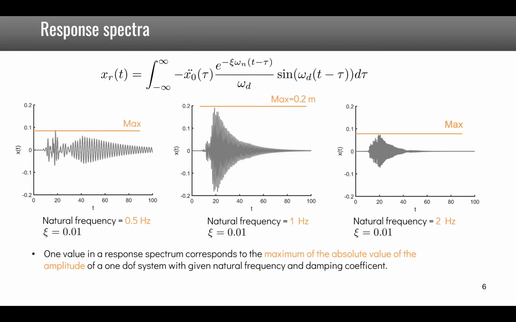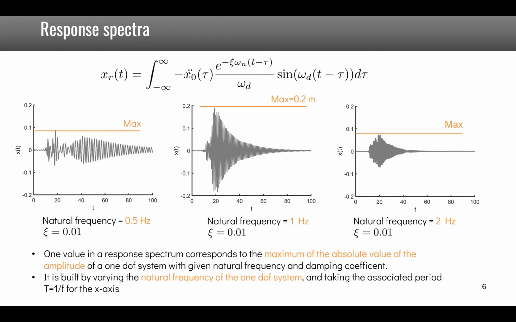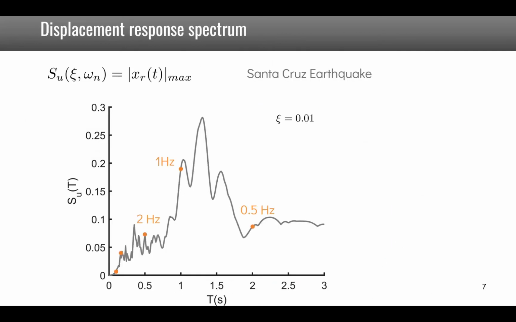So one value in a response spectrum corresponds to this maximum of the absolute value of the amplitude of the relative displacement of a 1-DOF system with a given natural frequency and damping coefficient. You build a response spectrum by varying the natural frequency of the 1 degree of freedom system and then taking the associated period, T is 1 over f, for the x-axis. So this is the result for the Santa Cruz earthquake and a damping of 0.01.